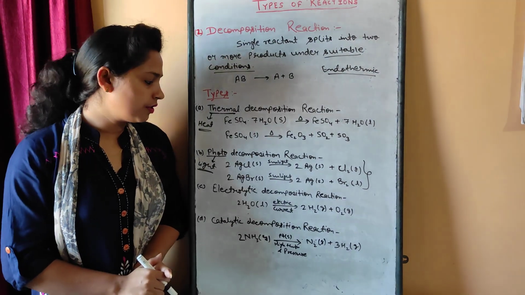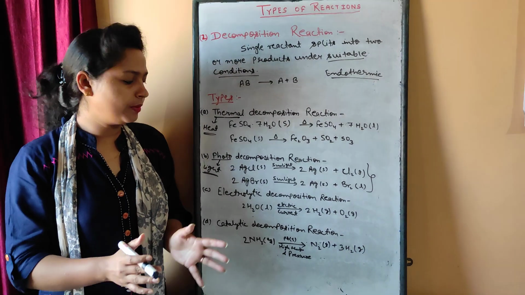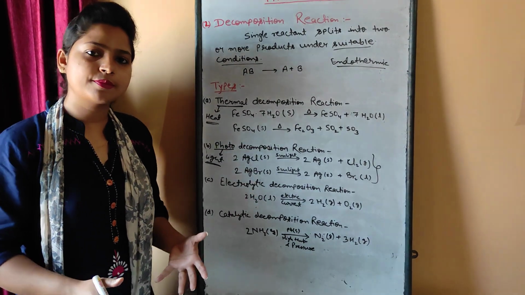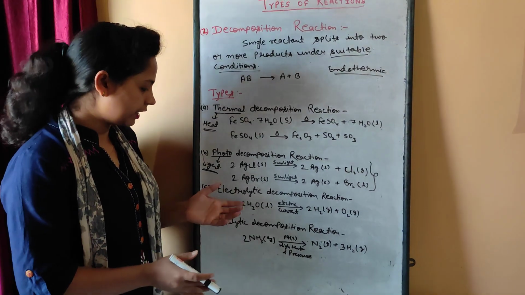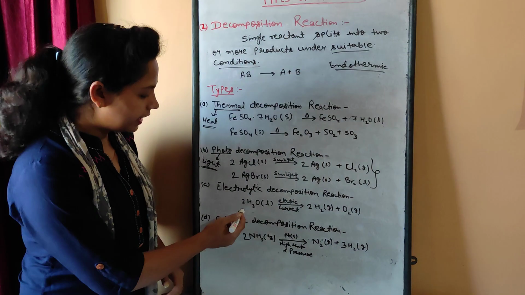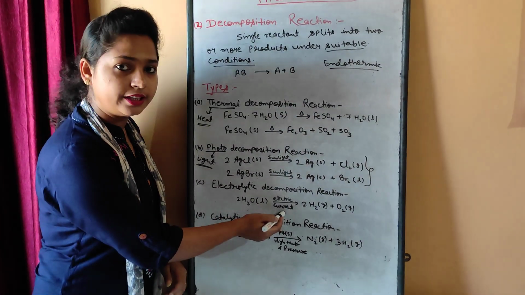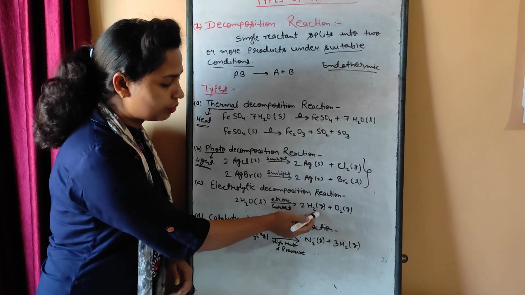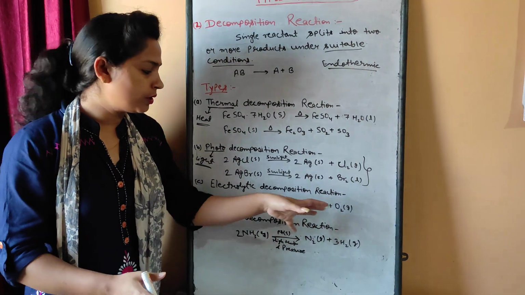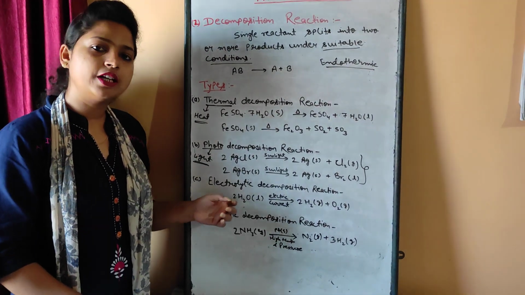Now the third type of decomposition reaction is electrolytic decomposition reaction. Electrolytic decomposition reaction means what? The decomposition reaction which takes place in the presence of electric current. Whenever the decomposition takes place in the presence of electric current, then that is called electrolytic decomposition reaction. Here I have taken one example, water. When we supply electric current to it, it gives rise to 2H2 plus O2.